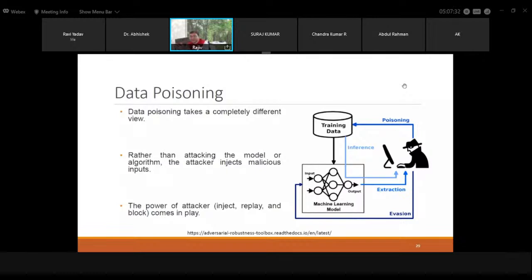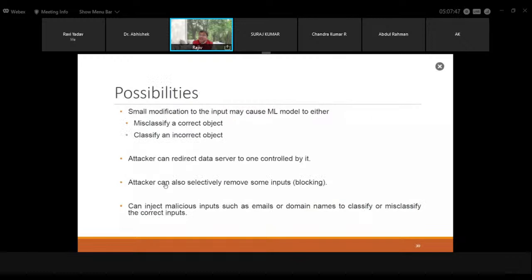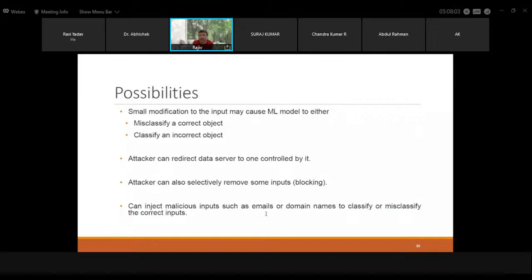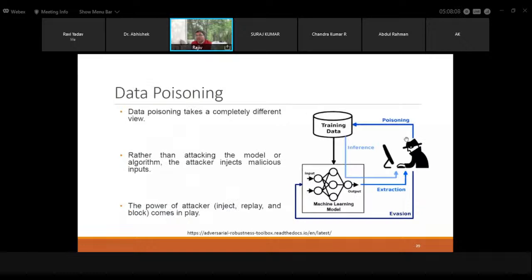And it is very much possible. We all know about phishing attacks. We all know about redirection attacks, right? So that's what can happen here. The attacker can also selectively remove some inputs, which it can block using evasion. So it can stop some inputs from reaching the system. It can inject malicious inputs such as emails or domain names to misclassify the correct inputs. So this is injection, this is blocking, and then you can have misdirection. These are all the tools available to attackers for data poisoning.